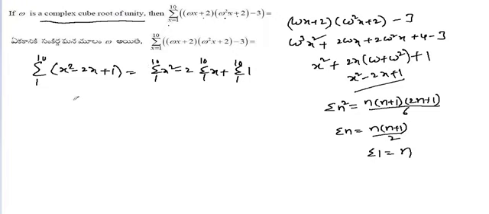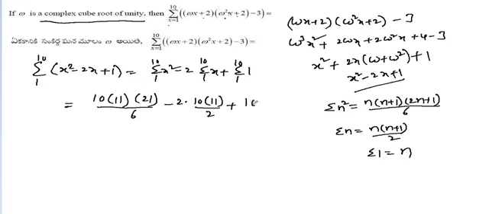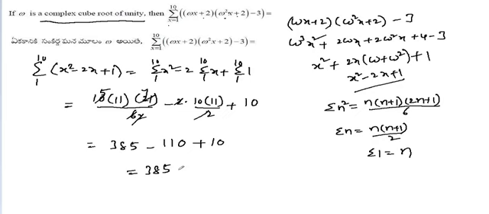Substituting these formulas, the sum of x² from 1 to 10 is 10 × 11 × 21/6, minus 2 × 10 × 11/2, plus 10. Cancelling, 2 threes are 7, 3 sevens are 21, 5 times 11 is 55, and 55 × 7 is 385, minus 10 × 11 which is 110, plus 10. That is 385 minus 110 plus 10, which is minus 100, so the answer equals 285.